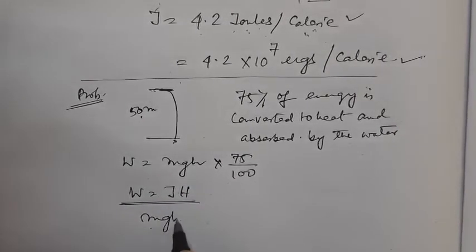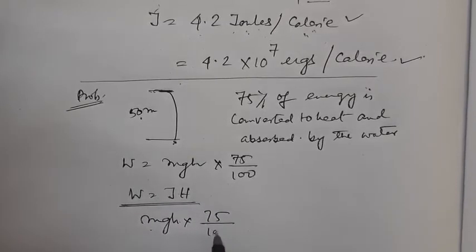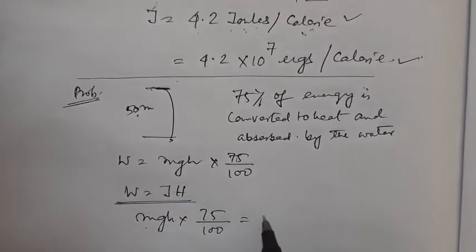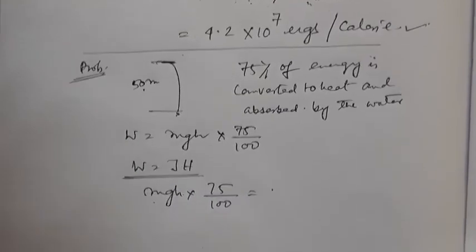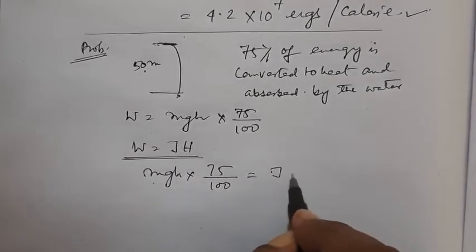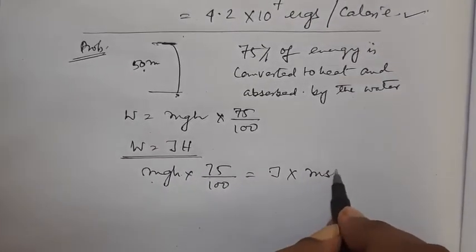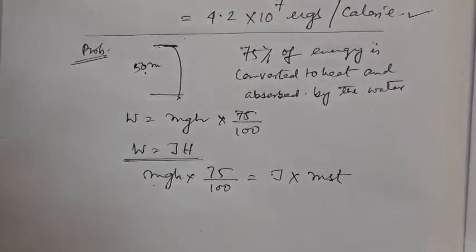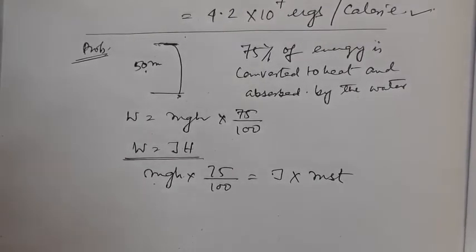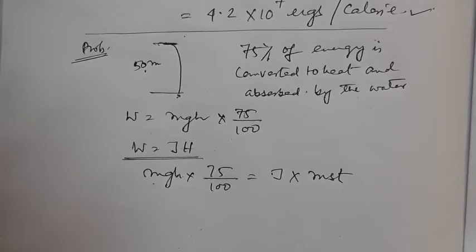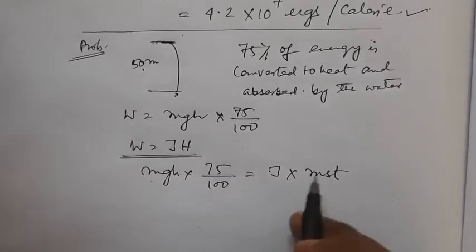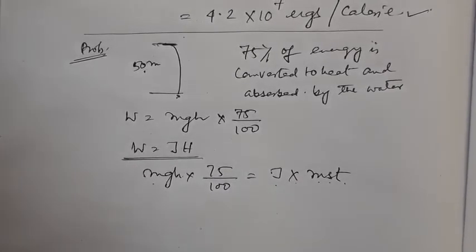If we apply the formula that we have studied from Joule's law, W is equal to mgh times 75%. That means mgh times 75% is equal to J into H. From calorimetry you all know H is equal to mass into specific heat into temperature change, that is msT. So J times msT.